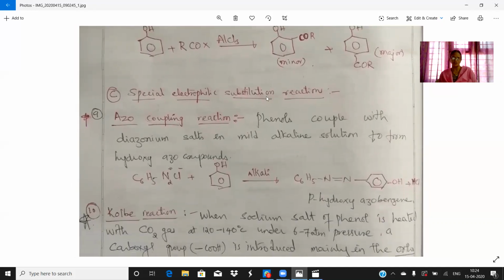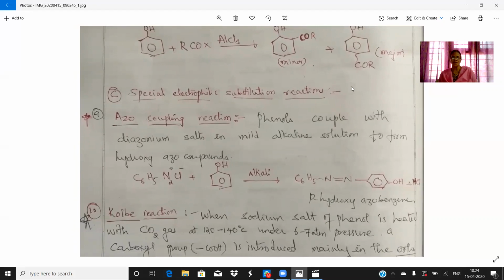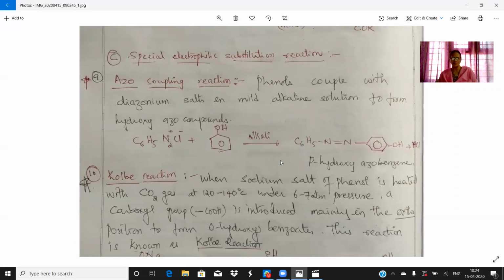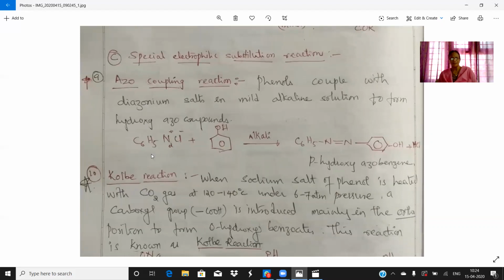Now, let us see the next properties. These are special electrophilic substitution reactions, special reactions of phenols. First one, a very important reaction, is the coupling reaction. Phenols couple with diazonium salts in a mild alkaline solution, that is a basic solution, to form hydroxyazo compounds.